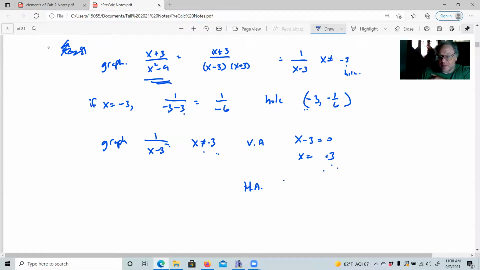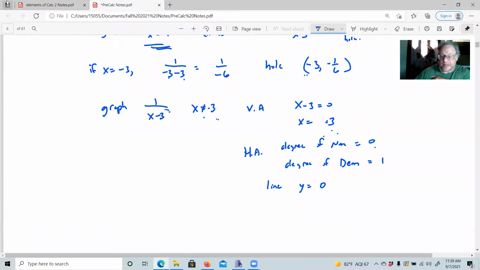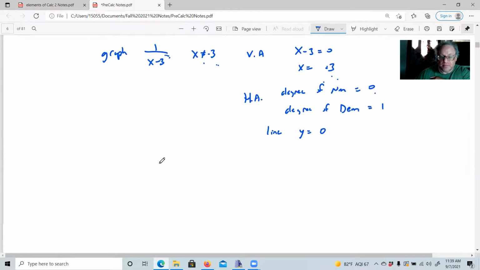What about horizontal asymptote? What's the degree of the top? The degree of the top, 0. The degree of the denominator, 1. 0 is a smaller number than 1. Okay, so we have our line at y is 0. Right, so it's a smaller degree. So let's go ahead and sketch in our stuff here.